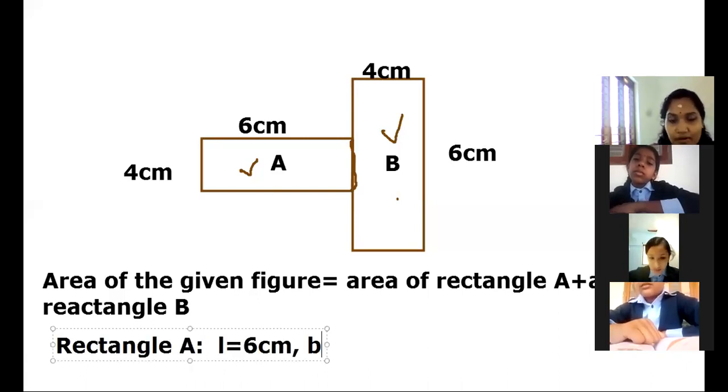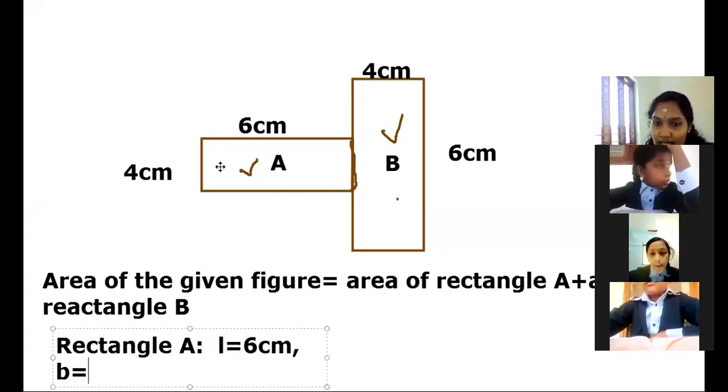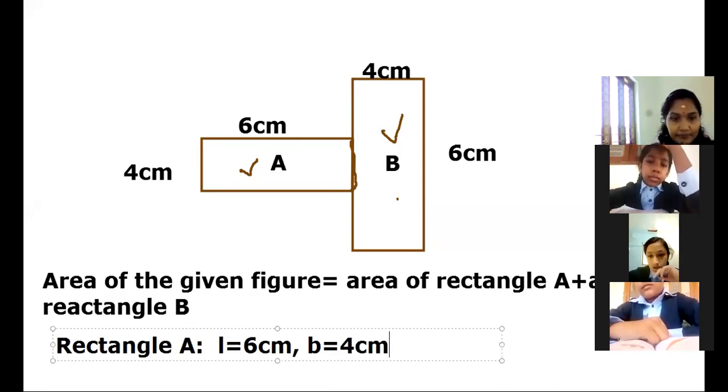What is the breadth? 4 centimeter. Okay. Now we don't need to look at B. Cover B with a book. You can cover the B with a book, put a book over B. So you will get a rectangle A and its breadth is 4 centimeter. Clear?